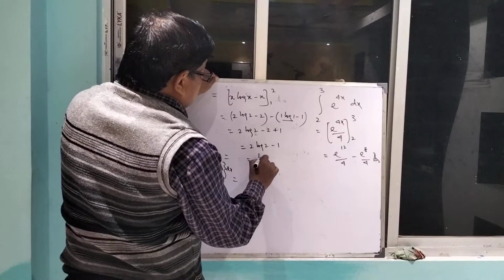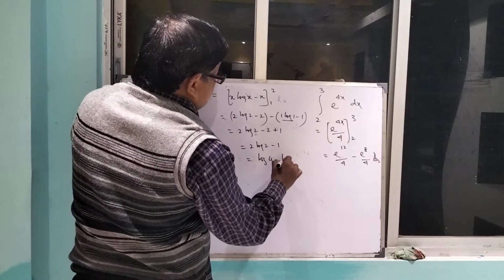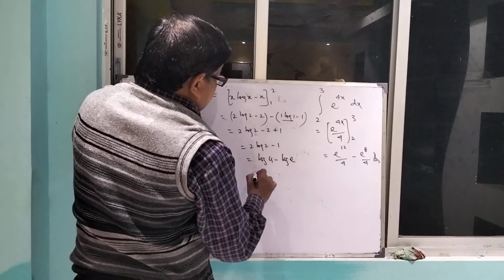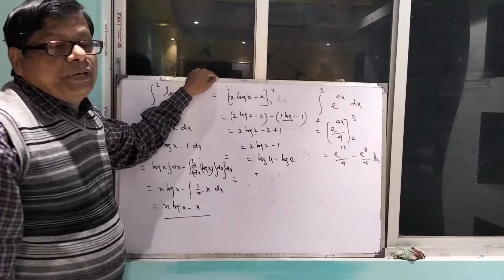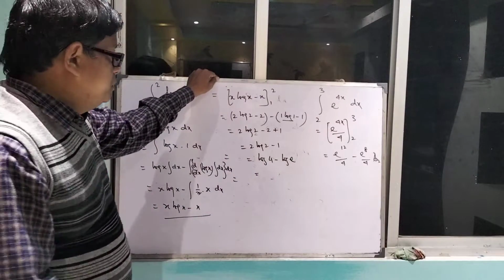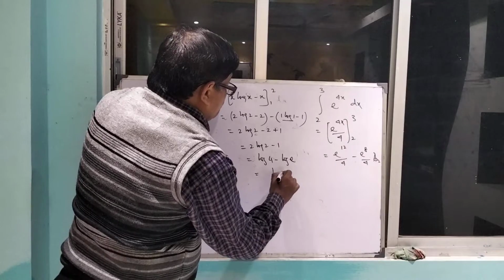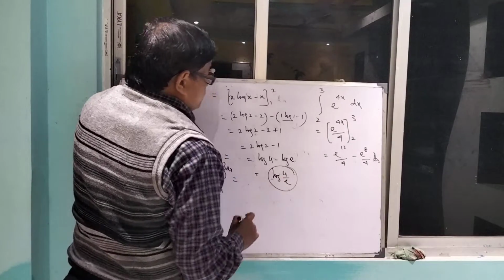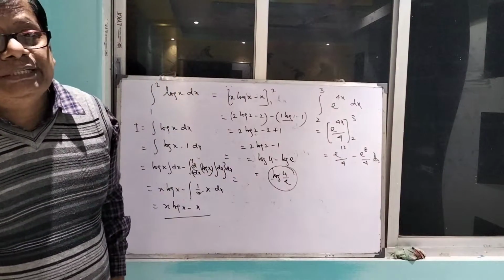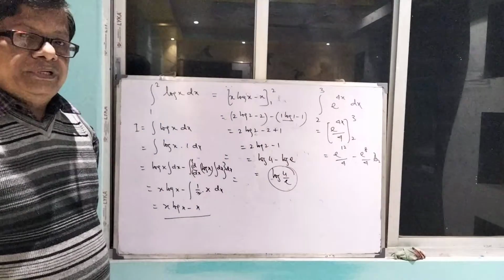So write log 4 minus, this you can write log e. All of you know the value of log e is 1, so it will be log 4 by e. This is the answer, log 4 by e.